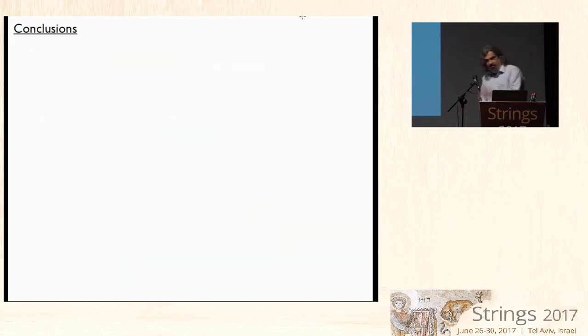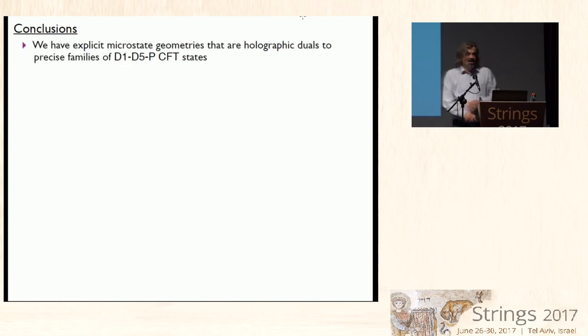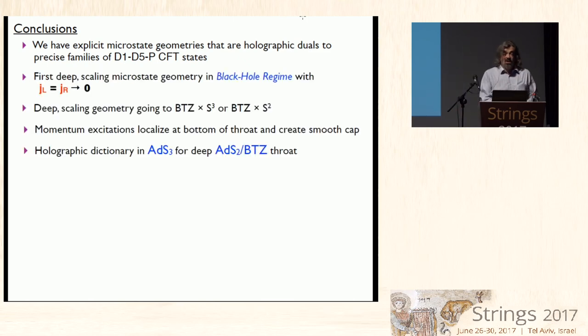So let me finish the basic story. We now have explicit microstate geometries that are holographic duals to very precise families of D1, D5, P CFT states. This is what I said before, but let me emphasize, this is the first deep-scaling microstate geometry in the black hole regime where you have no angular momentum, or essentially h-bar of angular momentum when you're done. It produces BTZ throats, either cross S2 or S3.